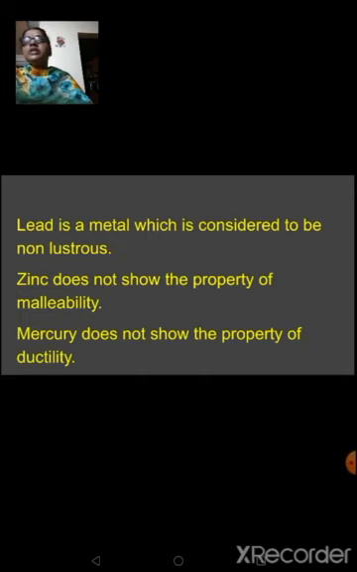Even mercury. Mercury is liquid in nature. Okay, see, it does not show the property of malleability or ductility, but it is shiny. You must have learned about mercury being filled in thermometers, clinical thermometers, laboratory thermometers and all, right? But this mercury also does not show the property of malleability and ductility.